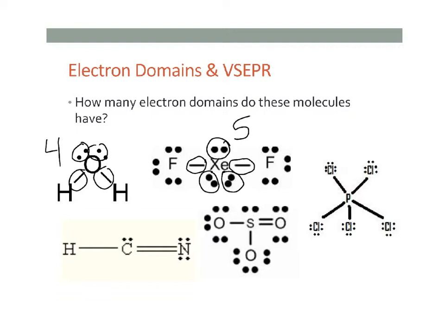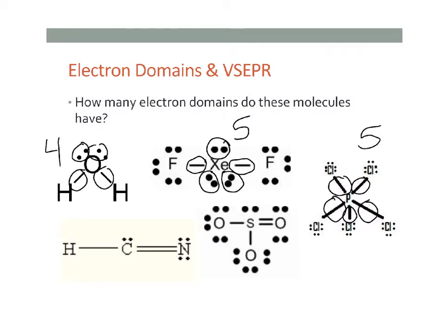All right, let's go to the right. Let's take a look at PCl5. Notice we have 1, 2, 3, 4, 5 sets of bonding pairs of electrons. Phosphorus does not have any lone pairs on it, so there would be 5 electron domains with the molecule here.